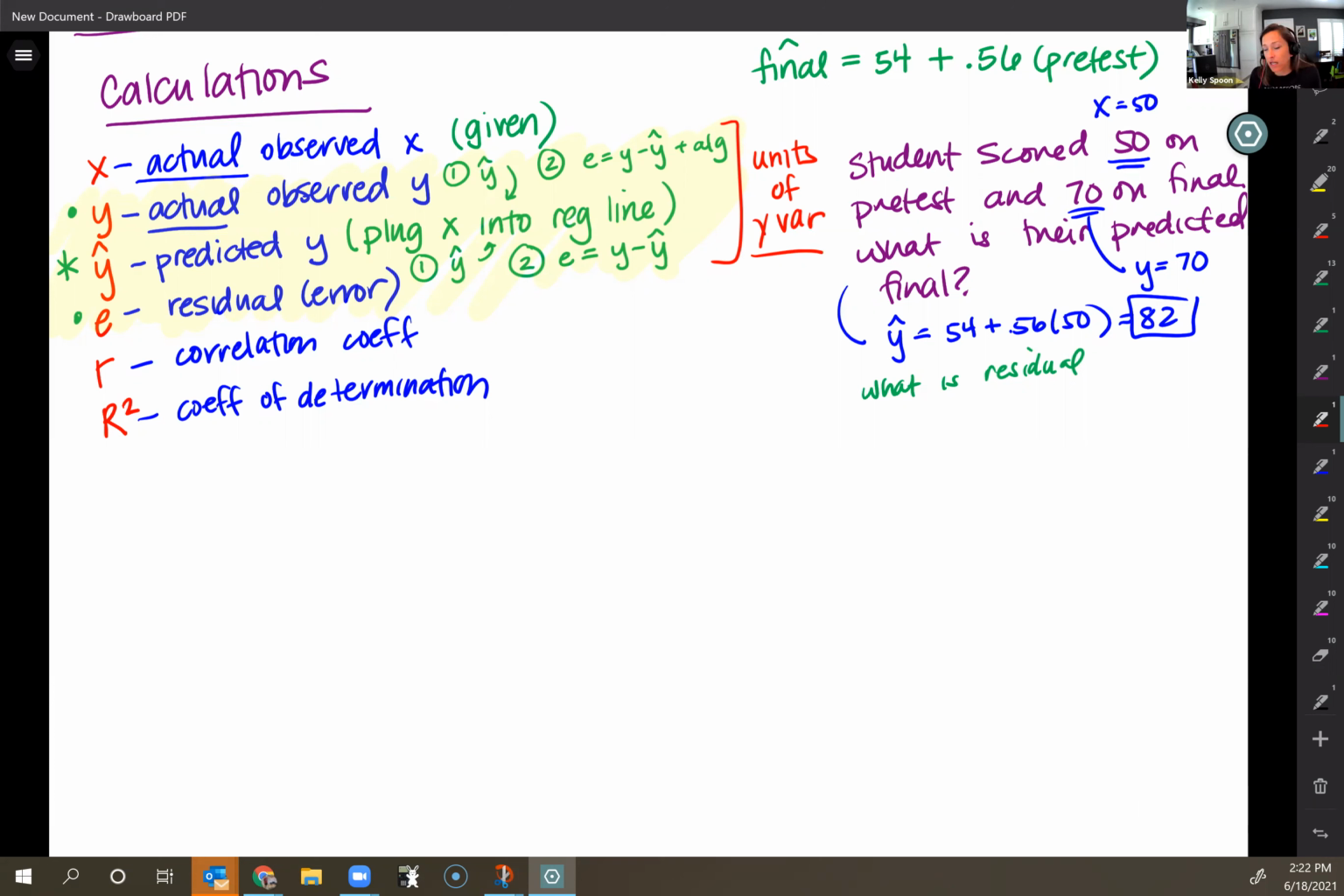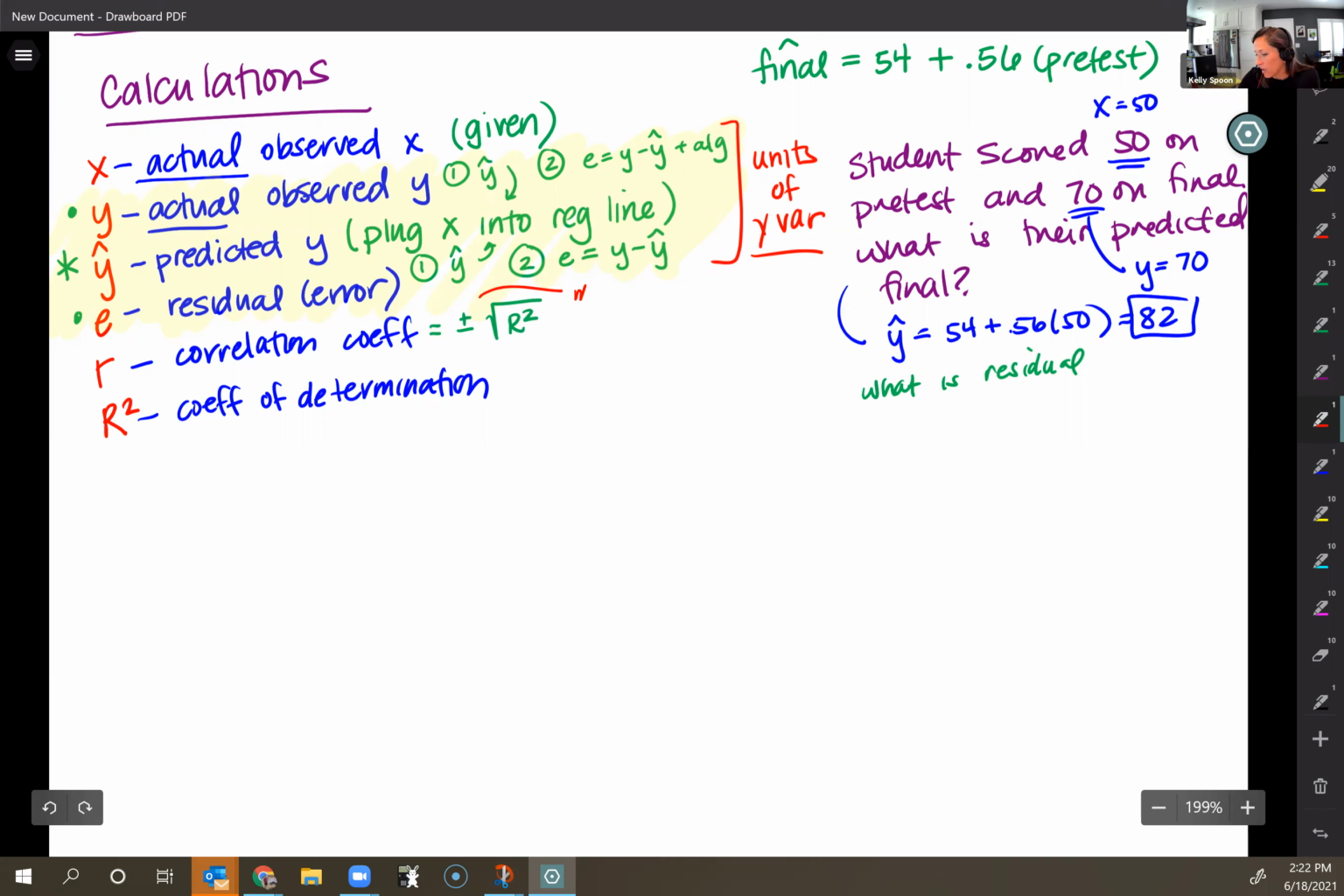The last two things I can have you calculate are not related to the line exactly. R and R squared, these are related to each other. So if we want to find R, we're going to take the square root of our r squared. Two notes on this one.